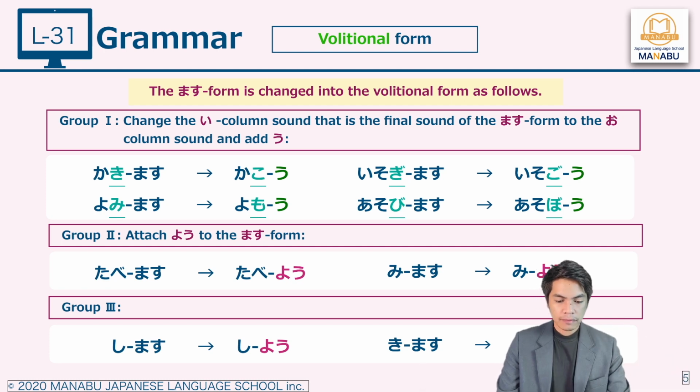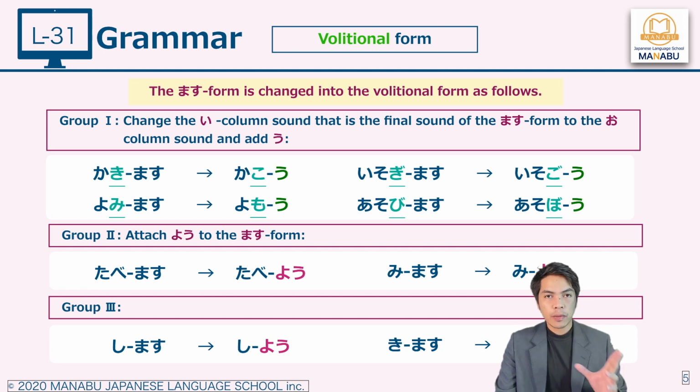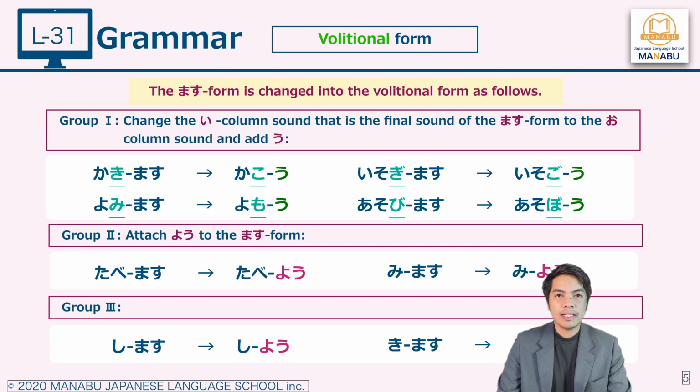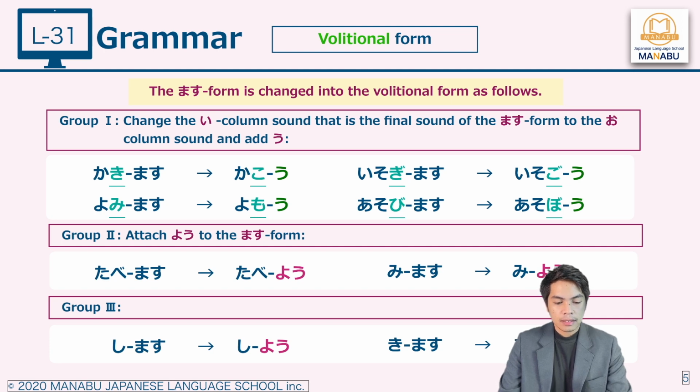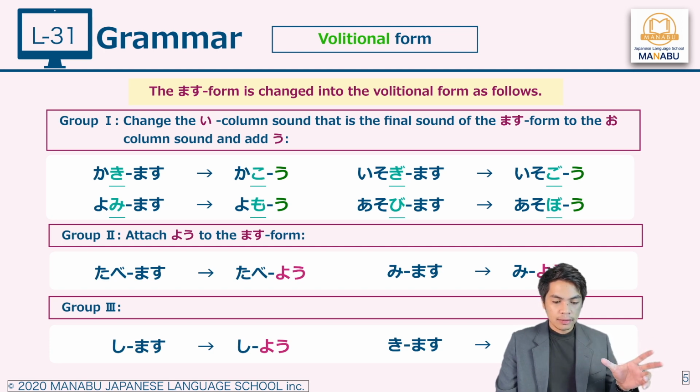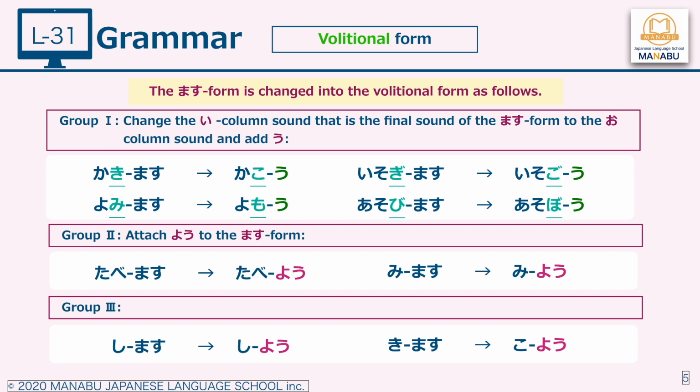So the volitional form of verbs: change the E column sound of the group 1 verbs to O sound, then add U. I already explained how to conjugate the verbs to their volitional form in my lecture videos, so please check it out. So from kaki to kako, then add U for the group 1 verbs. And for the group 2 verbs, just remove masu and add yo. So for example, tabeyo and miyo.